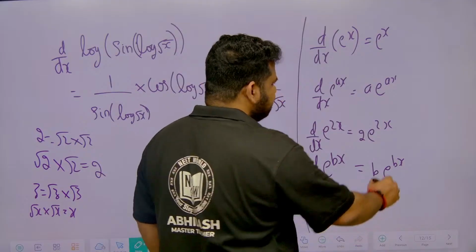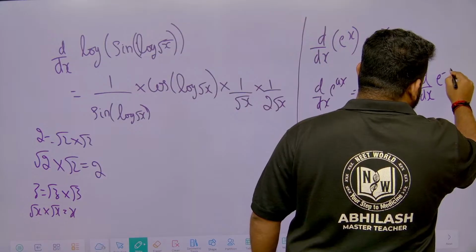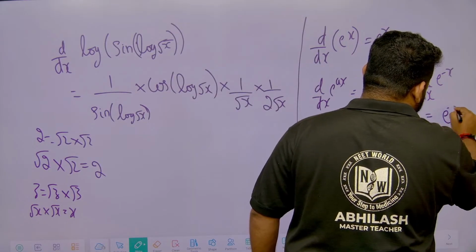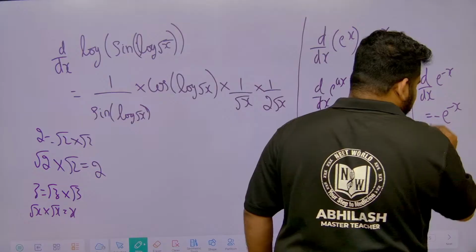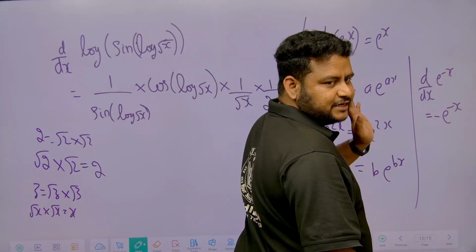Suppose in the same way I write d by dx of e power minus x. The answer will be e power minus x only, and the minus sign will come. That's all. Minus will come.